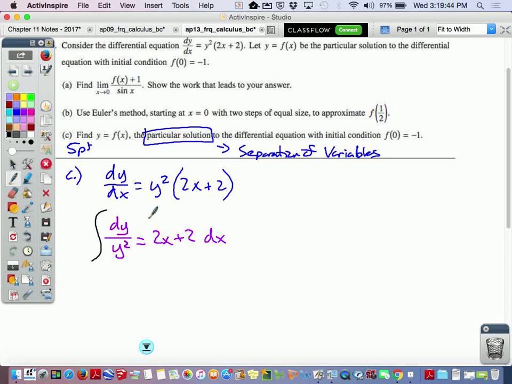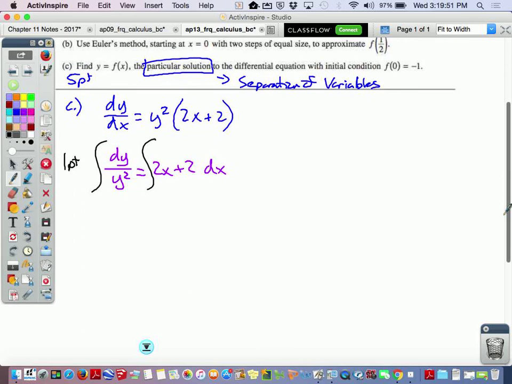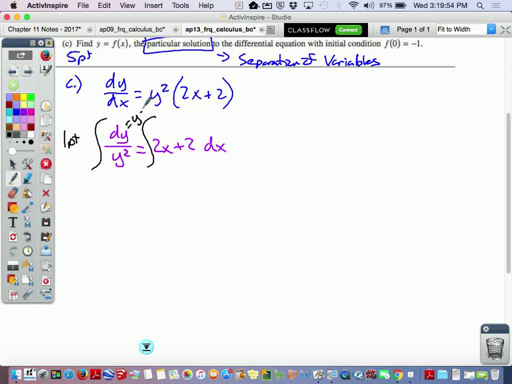Now we will integrate both sides. So that separation, by the way, is 1 point for just that separation. Now to do the antiderivative, we need to think about this as y to the negative 2. So when we do the antiderivative, we're going to get y to the negative 1 divided by negative 1, which just gives us a negative y. Antiderivative of 2x is x squared. Antiderivative of 2 is 2x plus c. If we have both antiderivatives correct, that's a point, and then our constant is a point.